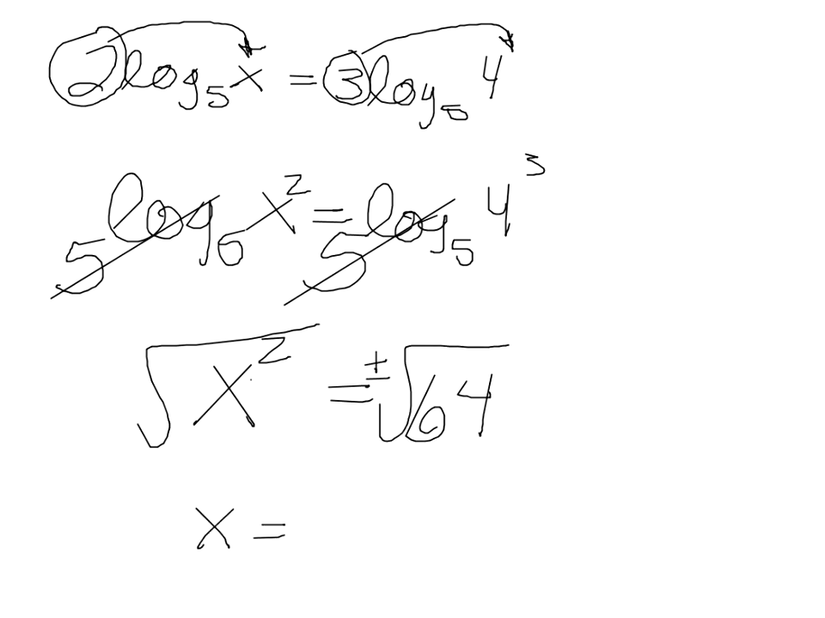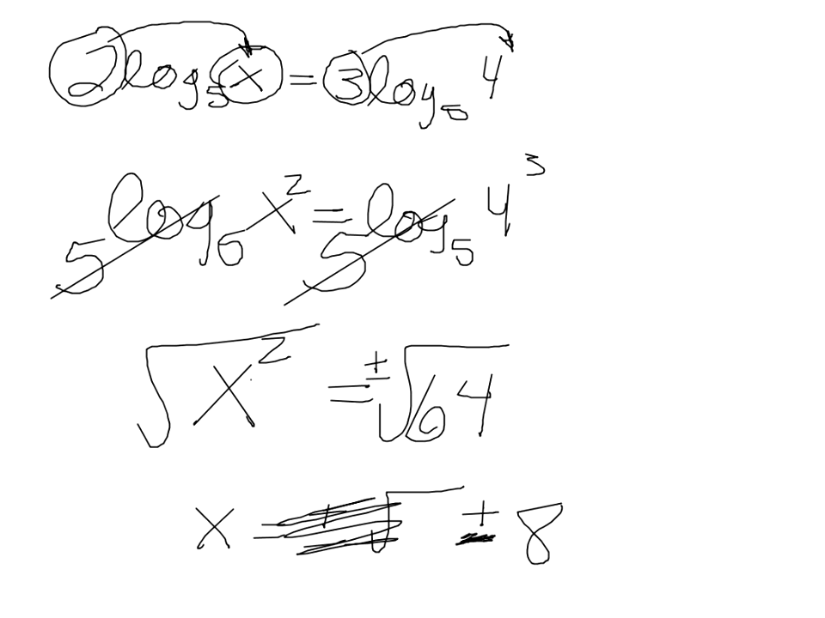Take the square root of both sides, and we get x equals plus or minus the square root of 64, which is plus or minus 8. But I look up here, and I can't use a negative number in that spot. So x can't be negative. So we get x equals 8.